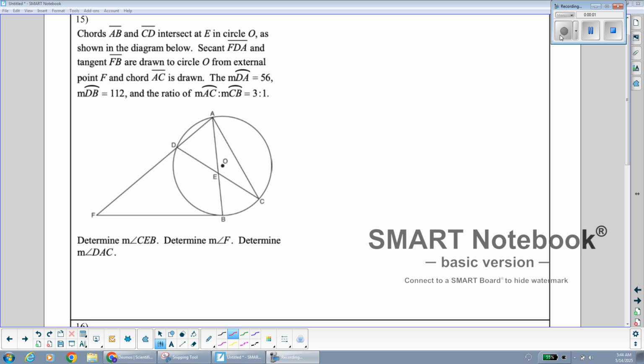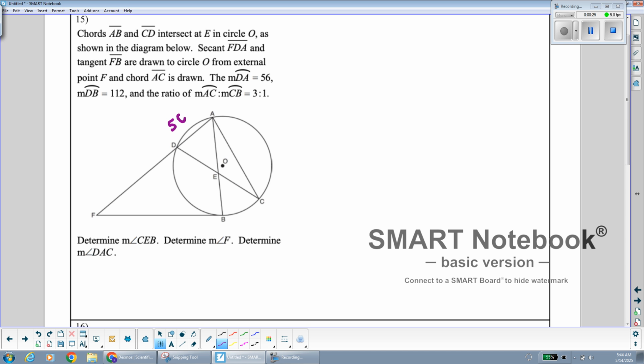In this question, we're going to use a bunch of the circles theorems that we learned about in order to answer the question. And if you read the question, everything here is about arc and angle measurements. So we're just going to be using our theorems about arc and angle measurements. In the question, it tells us that arc DA is 56 degrees.